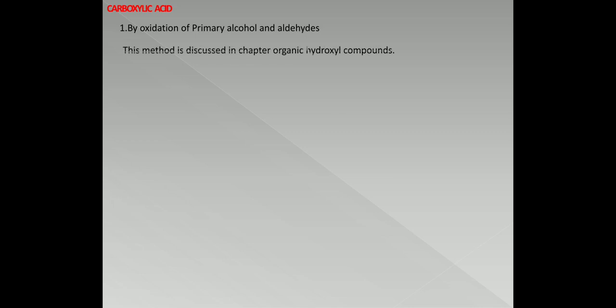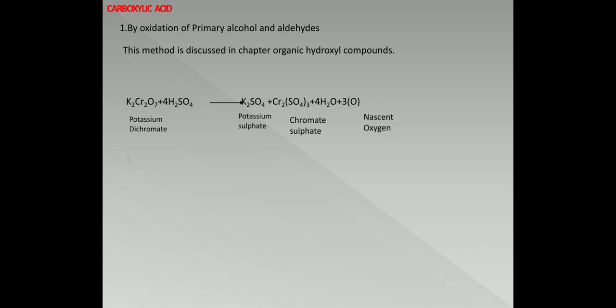By oxidation of primary alcohols. This method I have already studied in the alcohol chapter. K2Cr2O7 and dilute H2SO4 will provide the nascent oxygen. This nascent oxygen is responsible for the oxidation of primary alcohol to aldehyde and aldehyde to acid.